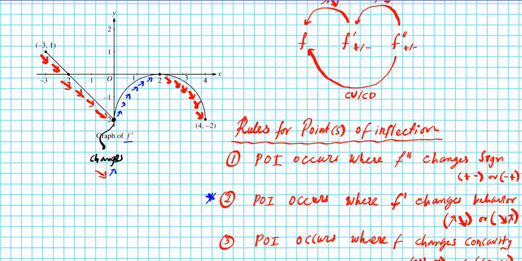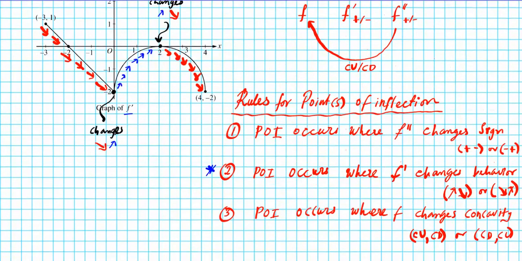And then guess what happens up here? The same thing, there's a change in behavior. Okay, f prime changes from increasing to decreasing. So what happens at these 2 points where f prime changes behavior from increasing to decreasing and decreasing to increasing? These are your points of inflection, okay?